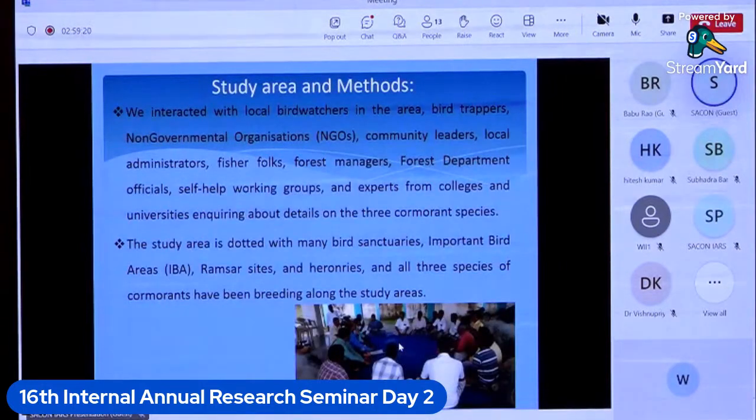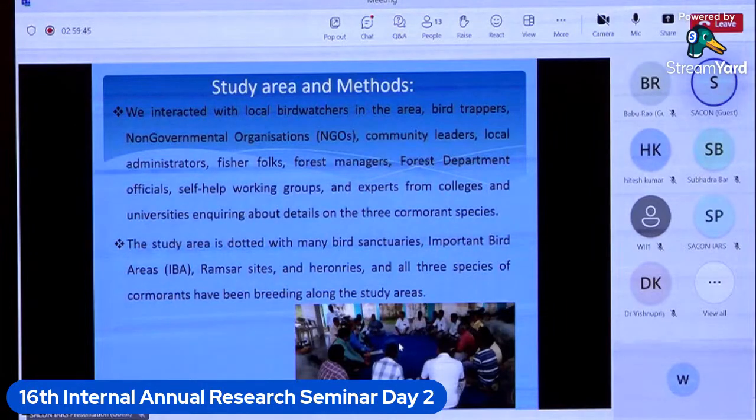And during the survey, we had a great chance to interact with the local bird watchers and bird trappers, because without the trappers, it's going to be really difficult. We need to train trappers, so we got a lot of information from them. And apart from this, a lot of NGOs really jumped in to help us, along with foresters, managers, forest departments, many self-help groups, and college students, who were really helpful in identifying potential areas across places.